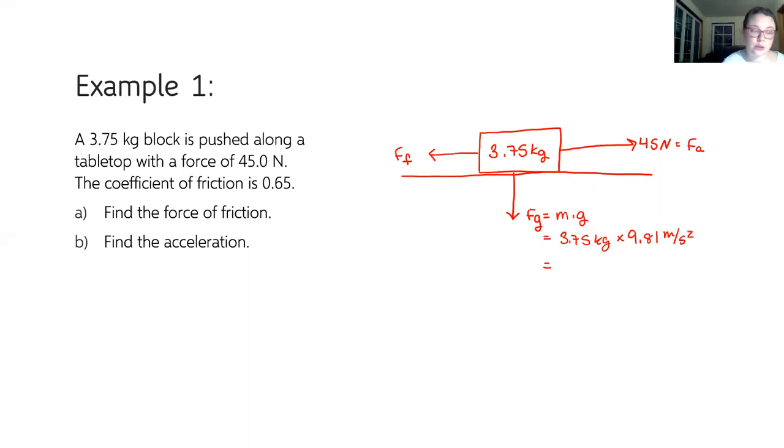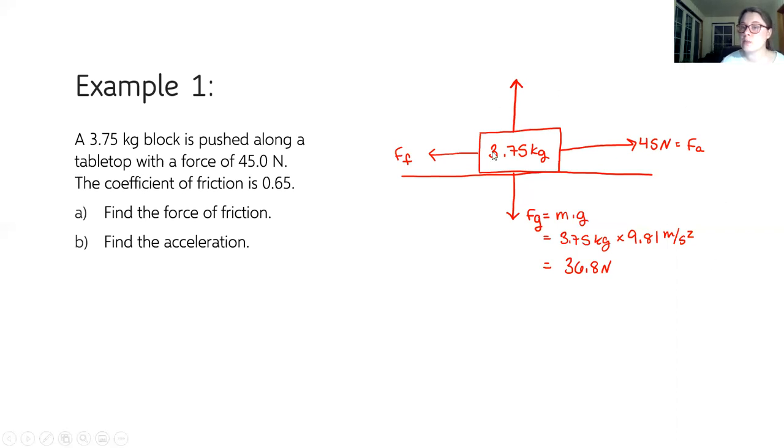Multiplying those two values together, you will get a force of gravity that is 36.8 newtons. But we're missing one force that we need to calculate friction. We're missing normal force. Now, normal force is perpendicular to the surface, and it's the supporting force. Remember, Newton's third law says that for every force there's an equal and opposite reaction.